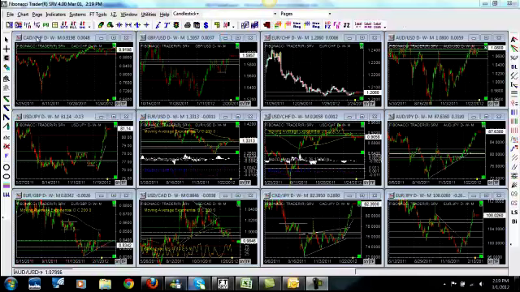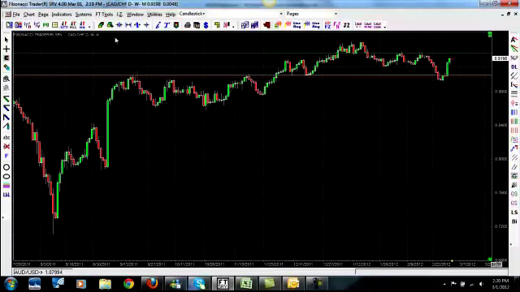So let's start here with the CAD CHF, which is the Canadian dollar against the Swiss franc. And if you look here, basically since last summer we saw price go up.